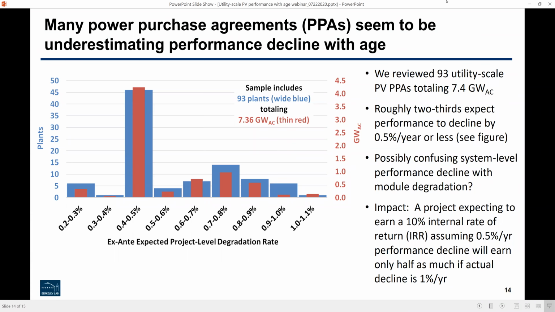Whatever the cause, the consequences of underestimating performance decline can be very real. For example, a project that expects to achieve a 10% internal rate of return, assuming 0.5% per year performance decline, will actually earn only half as much, so just a 5% IRR, if performance actually declines by 1% per year. So it's important to keep monitoring performance over time and tracking these numbers, and also to clearly understand the difference between module level degradation and system level performance decline. And then also, of course, to make sure you're not conflating the two in your documentation.